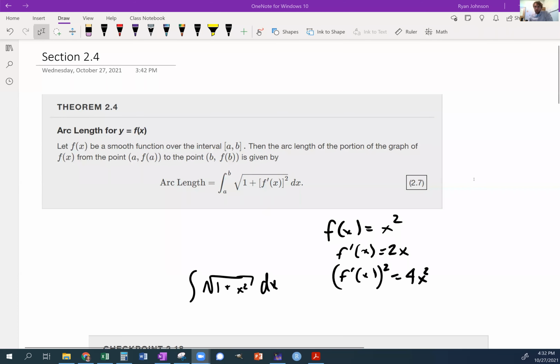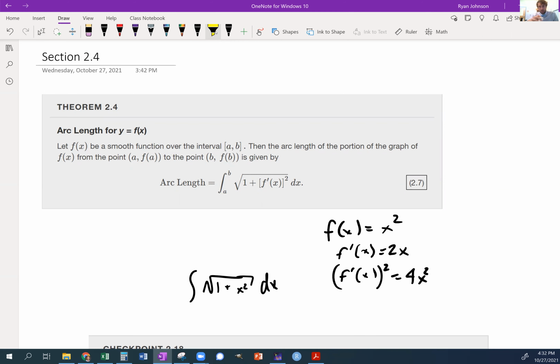Hello, Calc 2. We didn't have enough time to cover all of the arc length chapter, so I am going to talk about that now. As you recall, there's really two formulas from this section. And the first one is that arc length is the integral of the square root of 1 plus f prime squared.